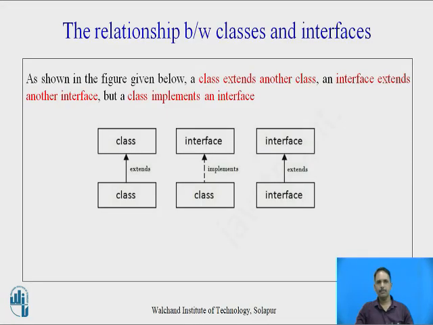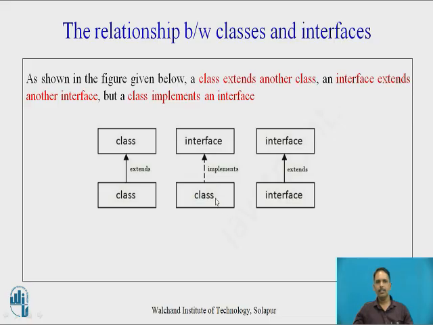As given in the diagram, the class can extend another class, which represents the inheritance relationship, where one class extends the properties of another class. In the second example, we have a class implements an interface, and as a third example, we have interface extends interface. Here, one class is extending another class, and an interface is also extending another interface. So this is where the extends keyword is used.